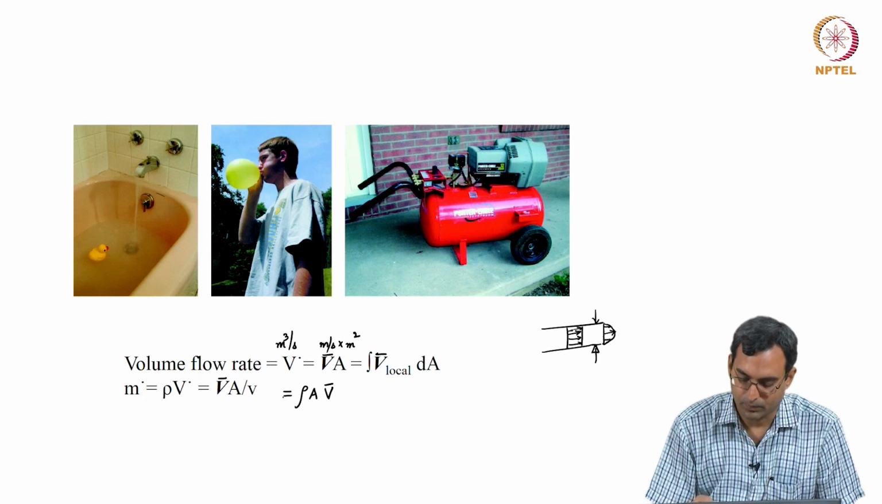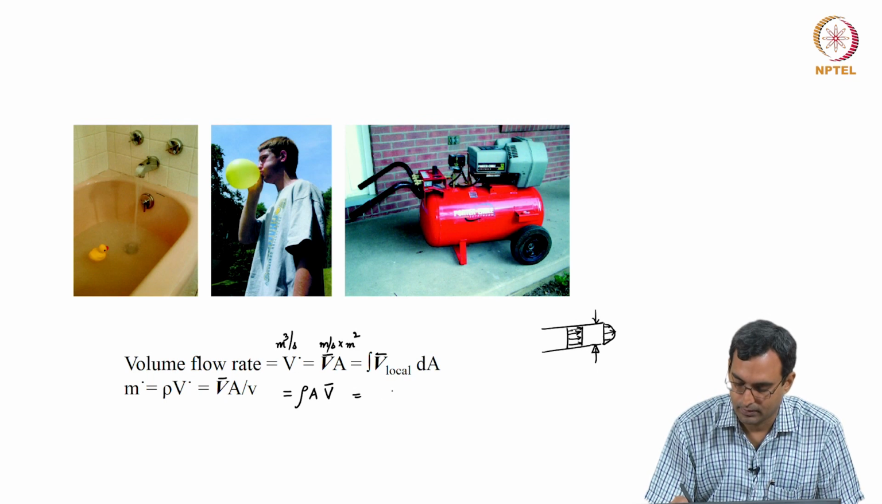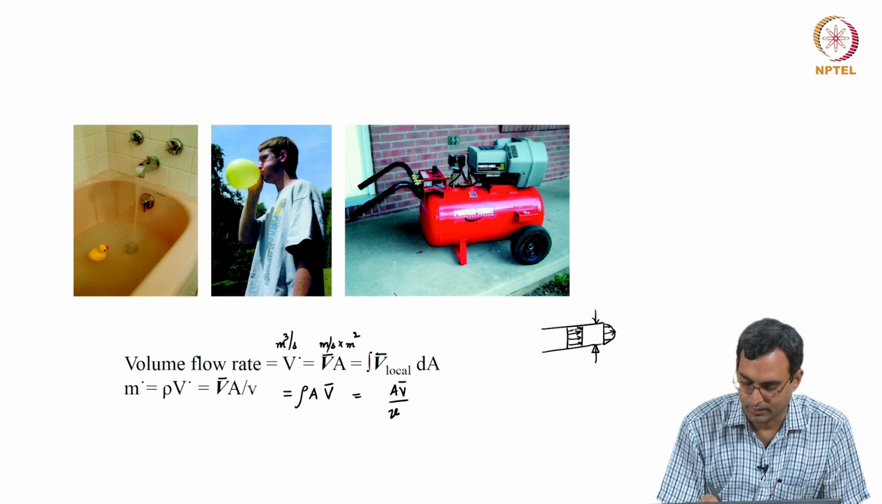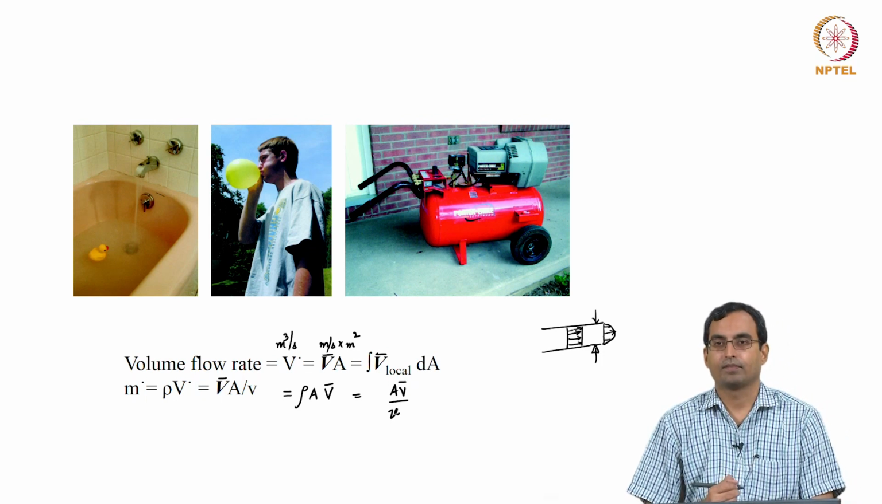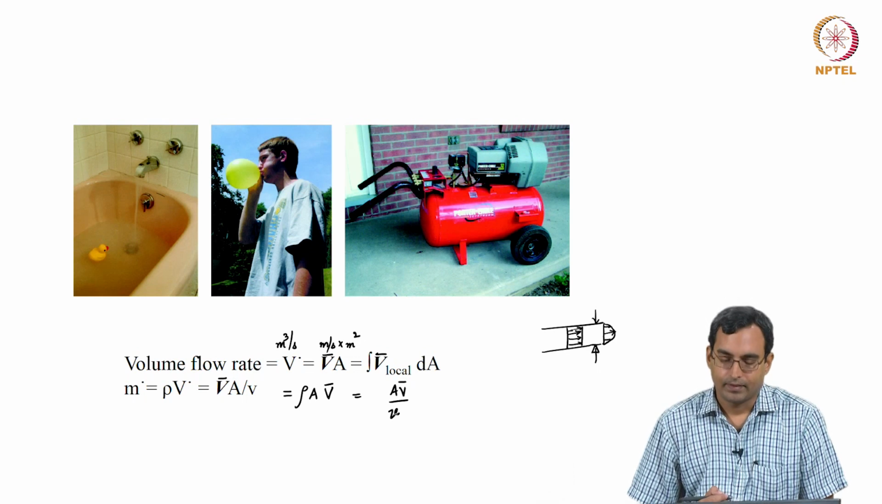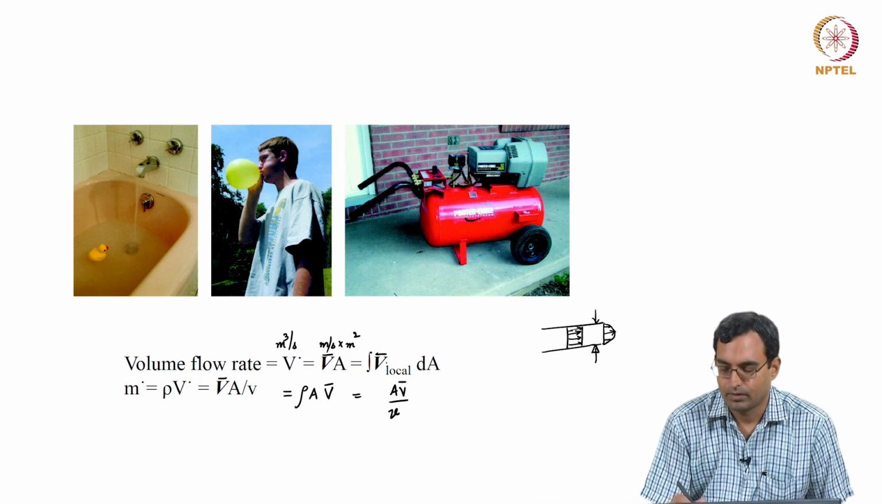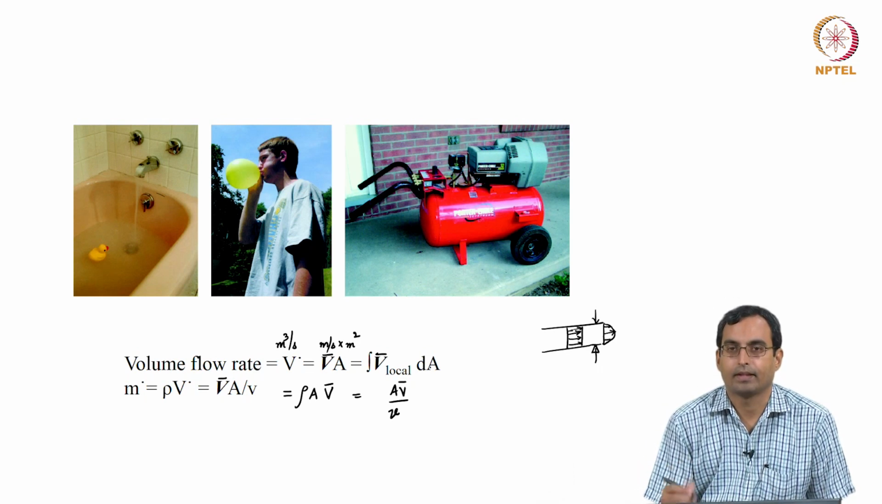So, this is specific volume. So, this is also A times the velocity divided by v. So, this is essentially the small v over here. So, we can get the mass flow rate in this form. If the density is also changing, then we need to put this density also inside and integrate.